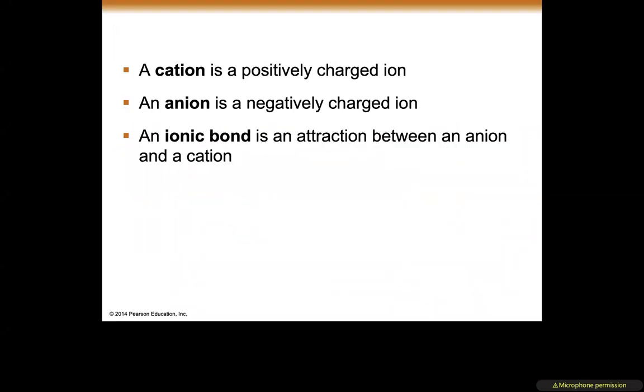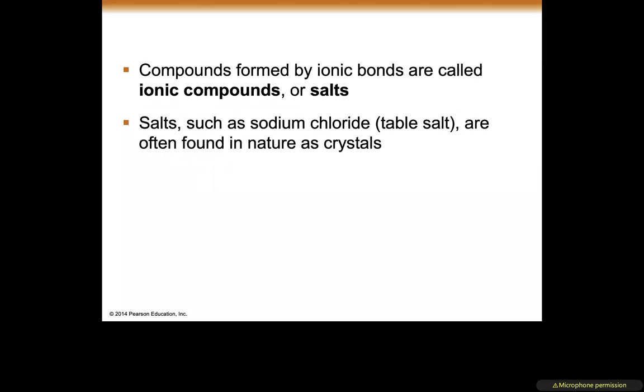So the atom that has a positively charged ion, and that happened to have been the sodium, that is called the cation. The one that has a negatively charged ion, that was the chloride, the chlorine, that is an anion. So together they are attracted to each other to make that ionic bond. So whenever you have compounds that are formed by ionic bonds, those compounds are called ionic compounds or salts.